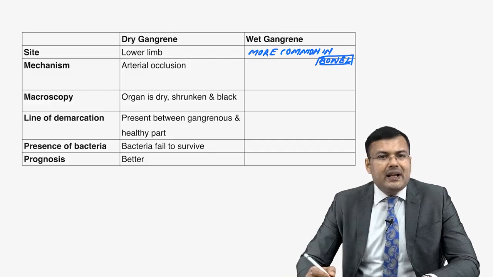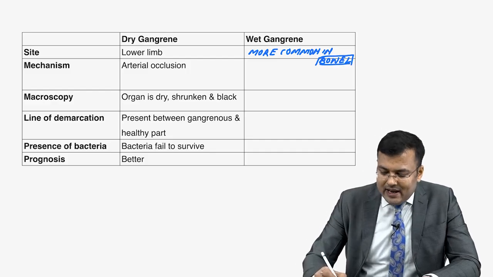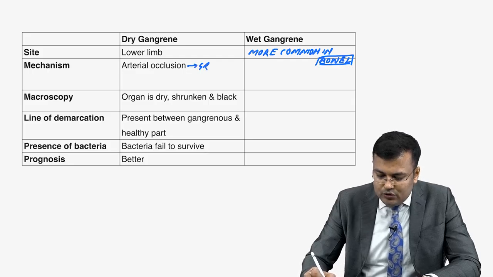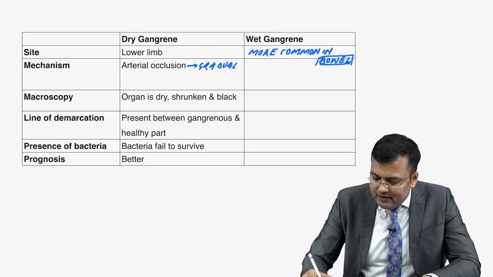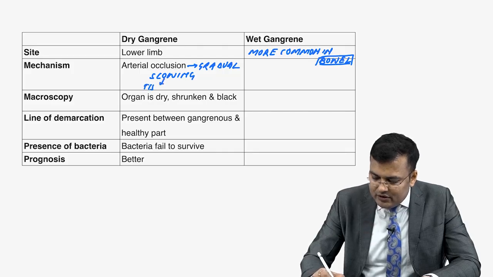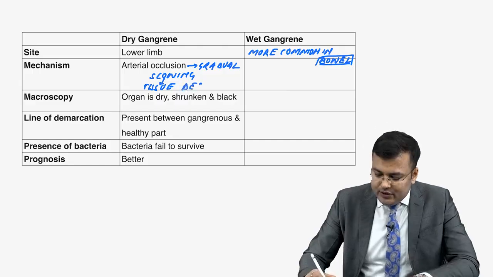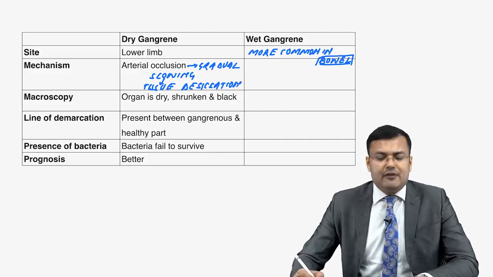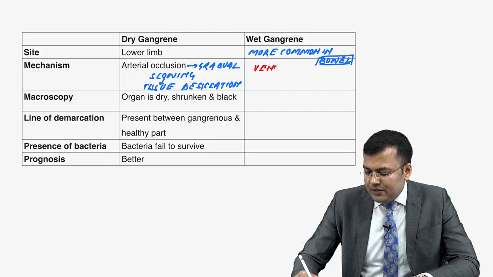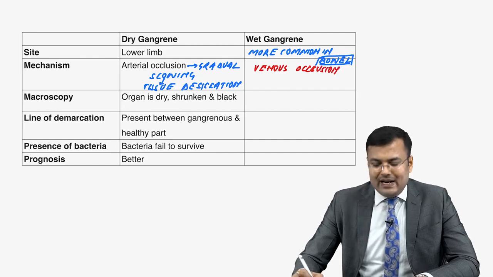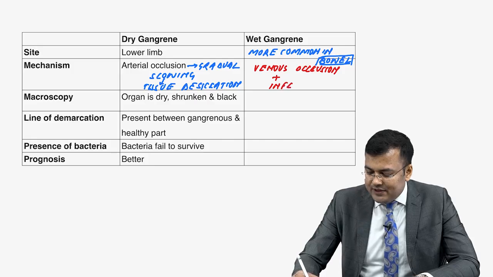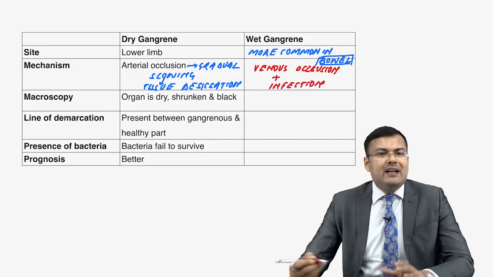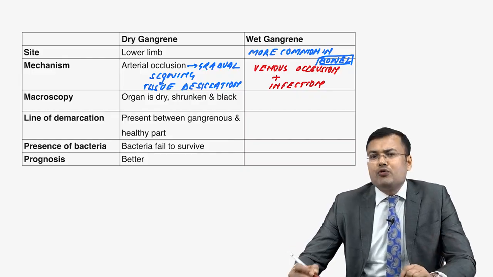Mechanism: in dry gangrene there is arterial occlusion, actually with gradual slowing of blood. So because of gradual slowing of blood, what happens? Yes, it leads to tissue desiccation. Wet gangrene is because of venous occlusion. Apart from venous occlusion, there is superadded infection. So these patients have infection also. That's why, as we discussed, because of the associated infection, prognosis is poor.